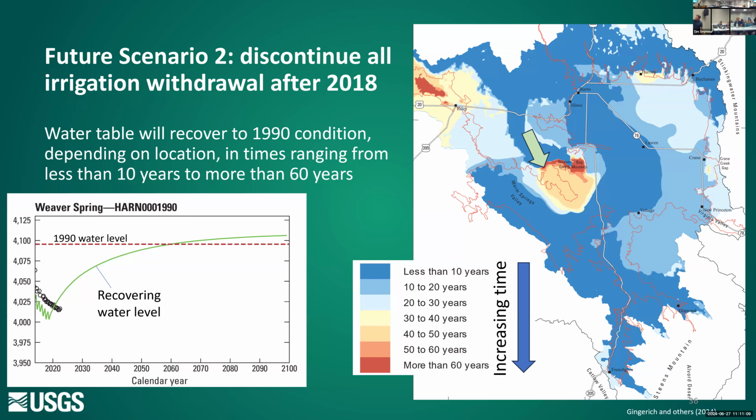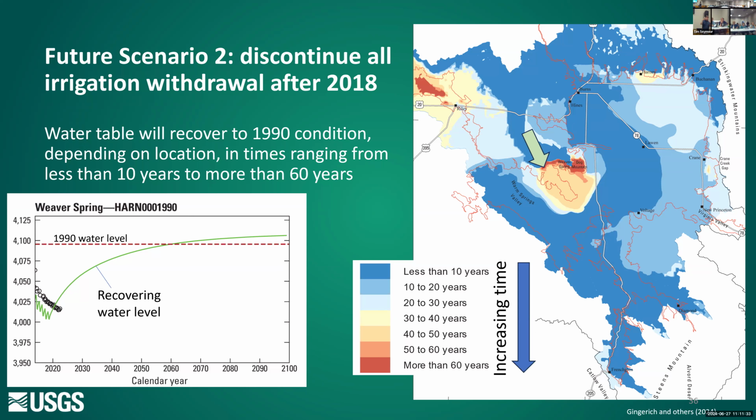So the dark blue areas recover to their 1990 condition with average future recharge in less than 10 years. And you can see they match the stream valleys. That's where the recharge is going to get in first, kind of down the Sylvies floodplain, Warm Springs, or the Silver Creek and Donner und Blitzen.